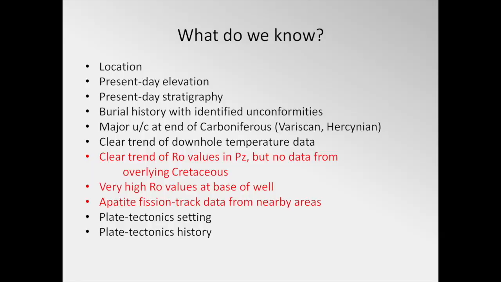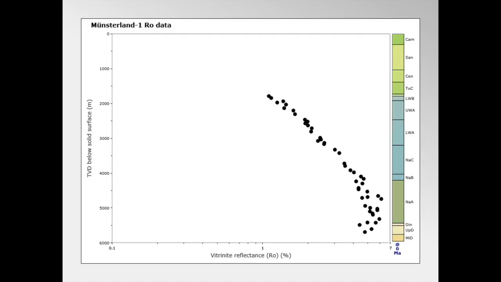Thermal indicator data are also of great value in modeling, especially where there are major unconformities and major uncertainties about those unconformities, or where paleo heat flow might have been different from present-day heat flow. Fortunately, in the Münsterland 1 well, we have an incomparable set of vitrinite reflectance values measured on a large number of Carboniferous coal samples by world-renowned experts.